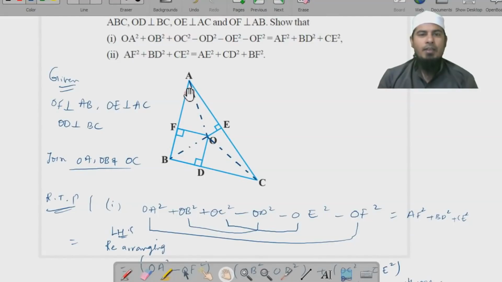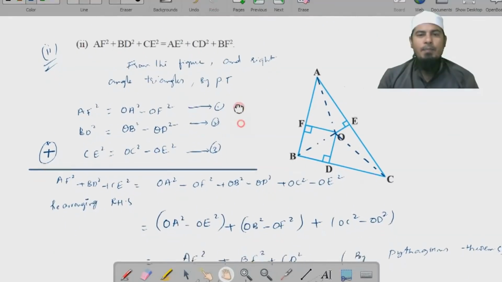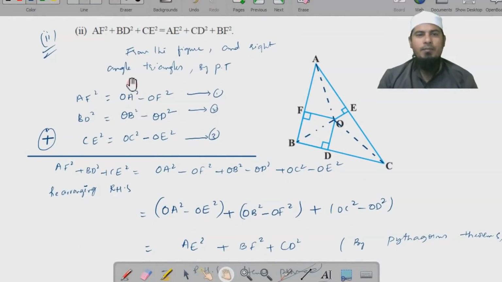AF square can be written as OA square minus OF square. So when we apply Pythagoras theorem and get BD square, CE square will get like this. When we are adding, we'll be getting the left hand side, LHS. On the right hand side, we got again the bigger equation which we got in the first solution. And how to do it?